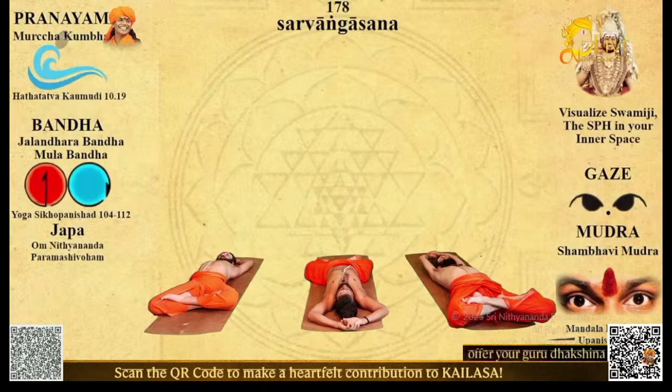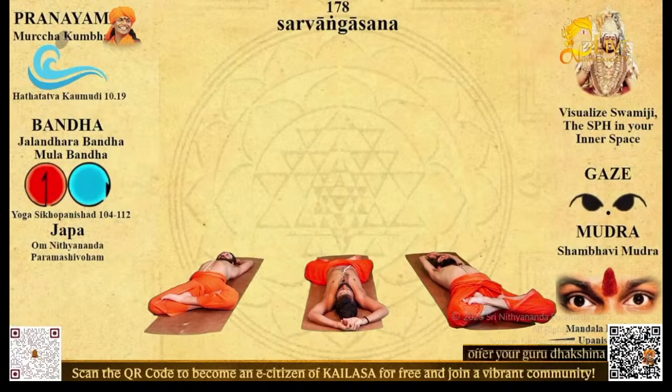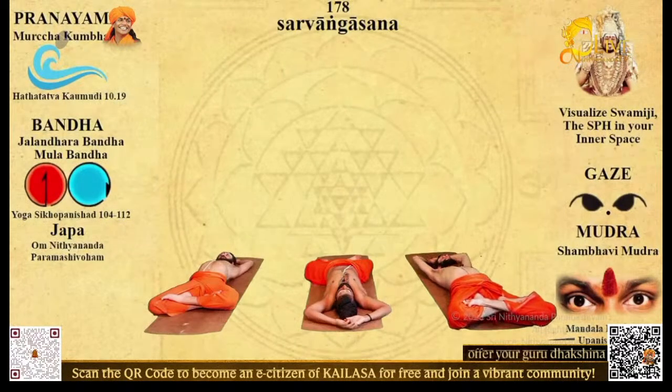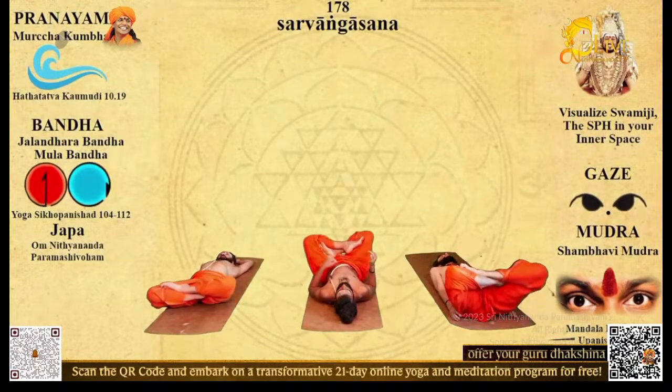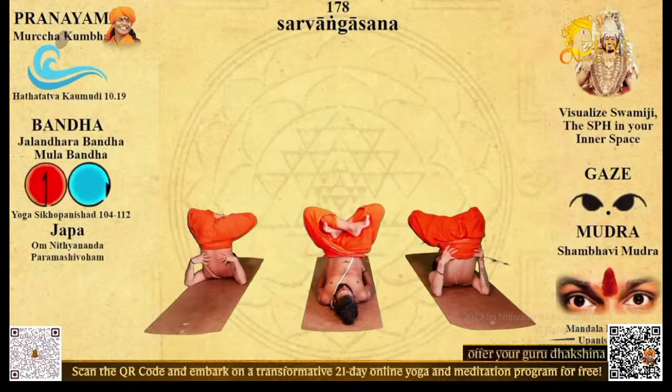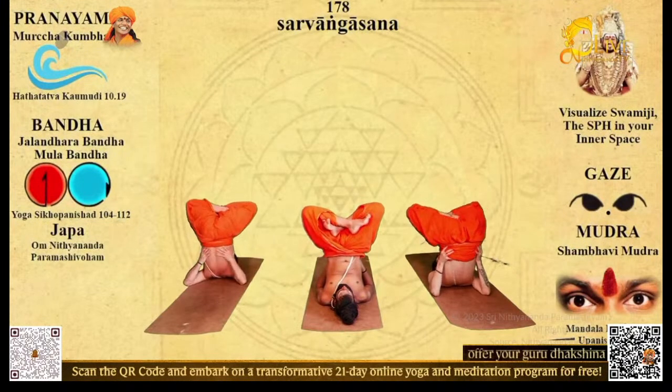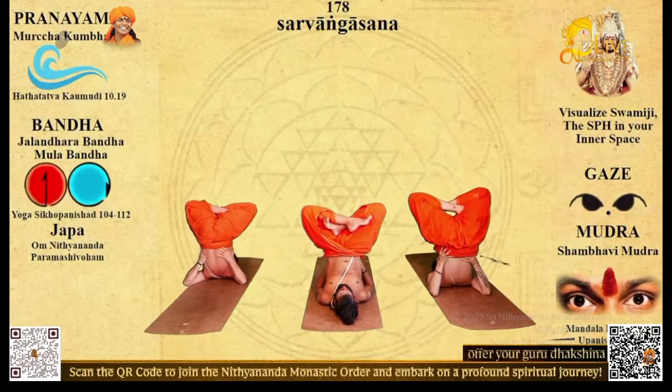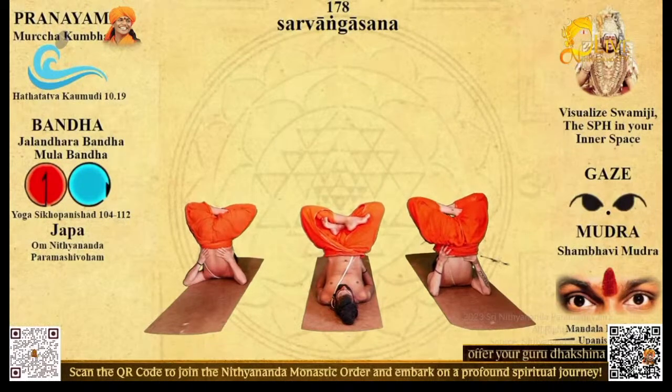Next up is Sarvangasana. As you lay on your back with your legs in Padmasana, raise your hips and your legs up, keeping your hands at the lower back for support. Place your elbows on the ground and raise your legs. As you tuck your chin to the chest and breathe in Murcha Kumbhaka, gaze to your nose and visualize Swamiji.